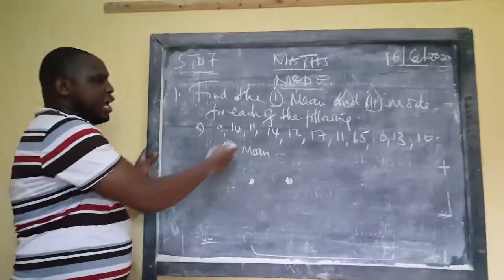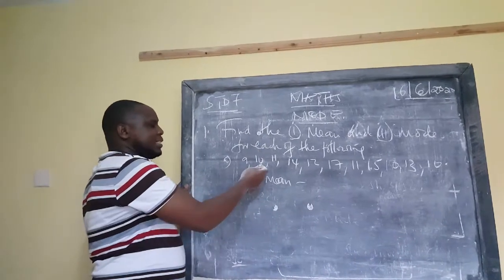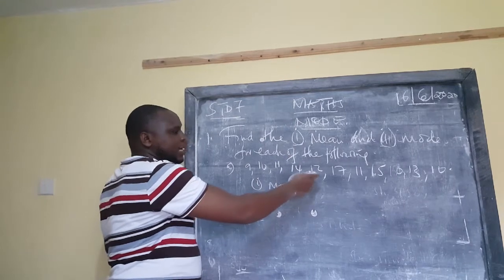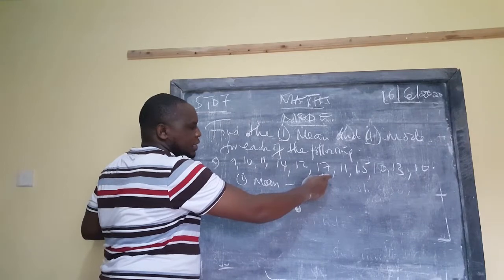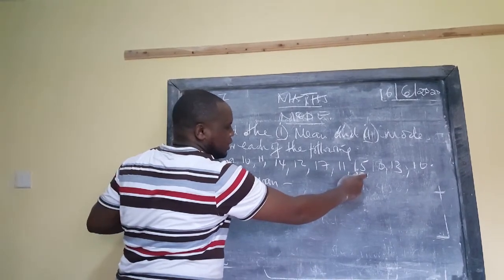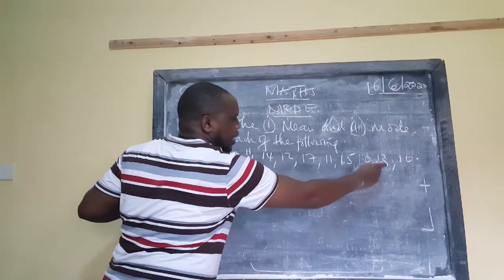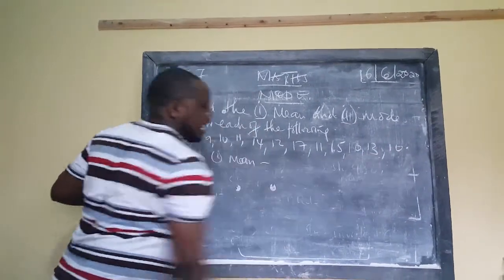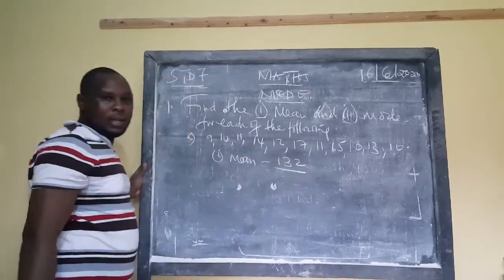So the mean will be, you add all these, then divide by how many they are. So let's continue adding here. 9 plus 10, 19. 19 plus this is 30. 30 plus this is 44. 44 plus this one is 56. 56 plus this one is 73. 73 plus this is 84. 84 plus this is 99. 99 plus this is 109. 109 is 122. 122, 132. So the mean will be 132 divided by, how many are they?